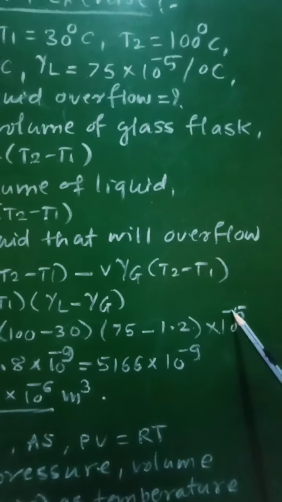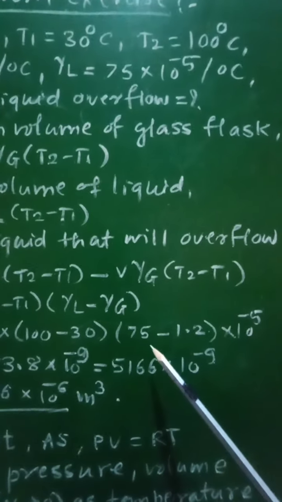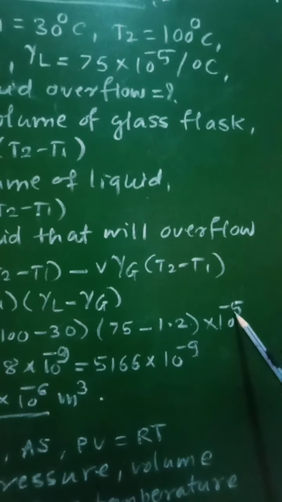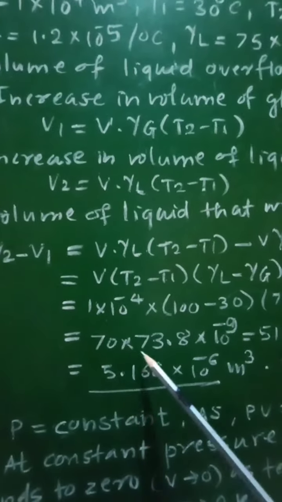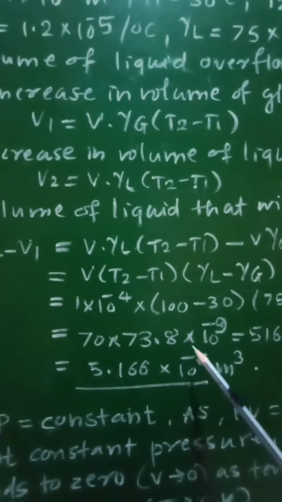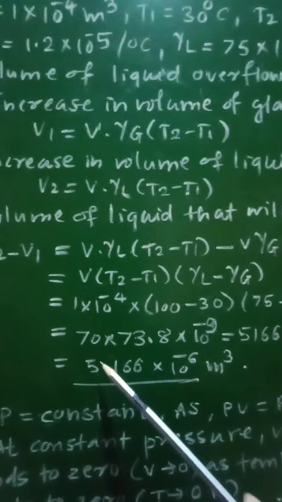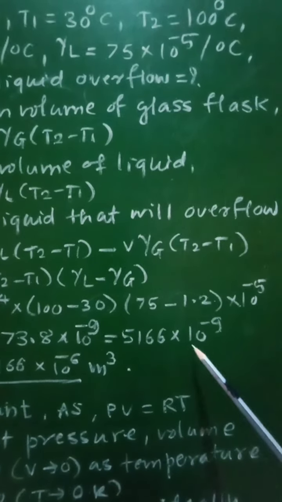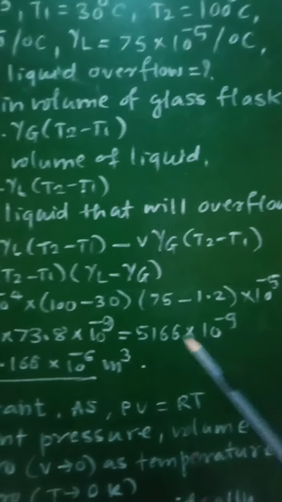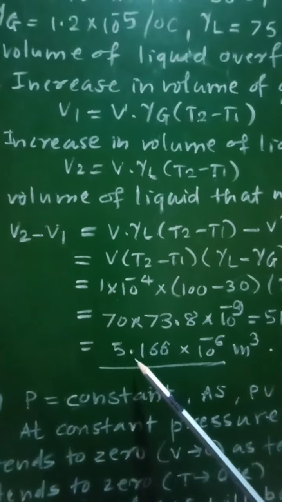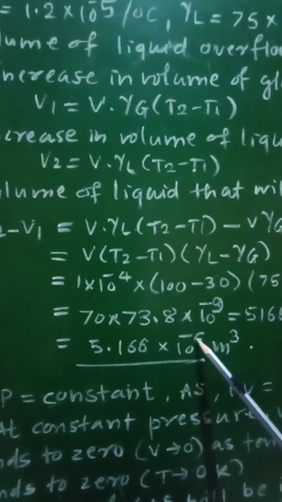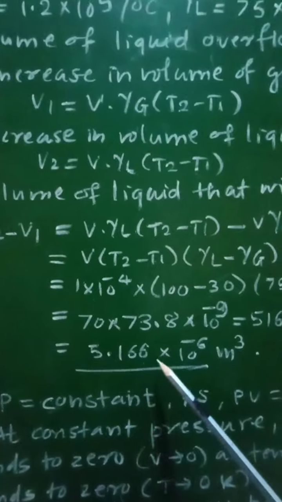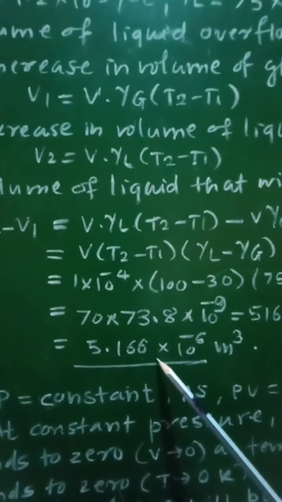From this, 10 raised to minus 5 is taken common, and therefore we will get 75 minus 1.2 into 10 raised to minus 5. Simplifying this, we will get 70 into 73.8 into 10 raised to minus 9. The product of these two comes out to be 5166 into 10 raised to minus 9, which will be further written as 5.166 into 10 raised to minus 6 meter cube. And this will be the volume of liquid which will overflow.